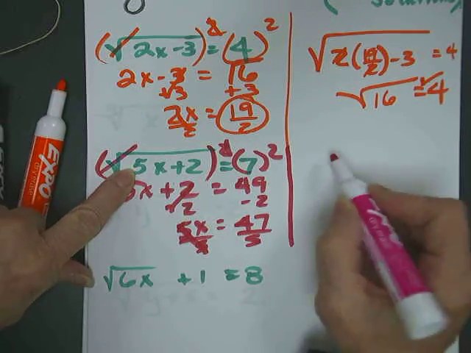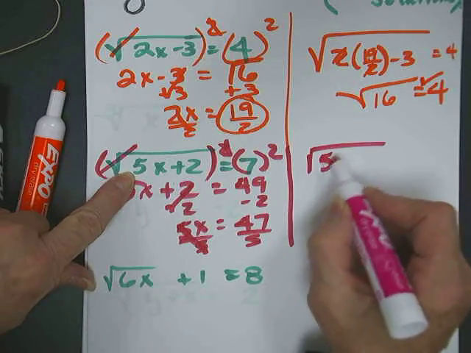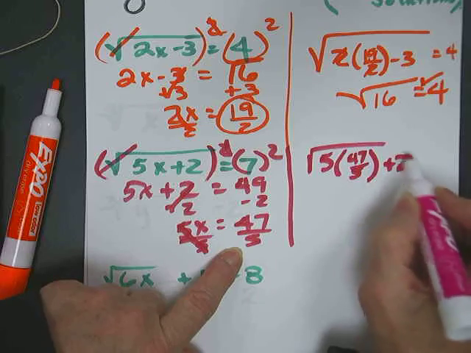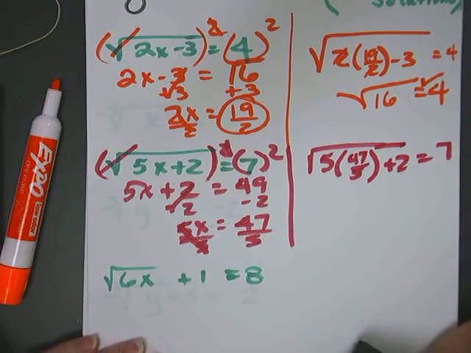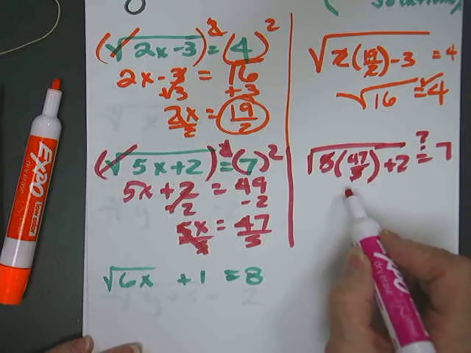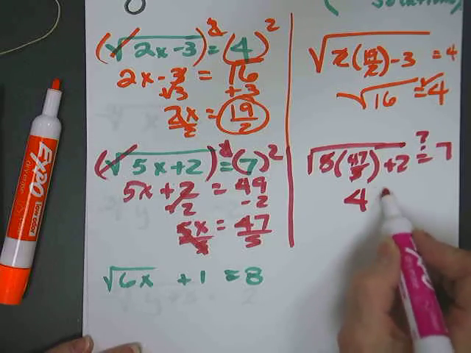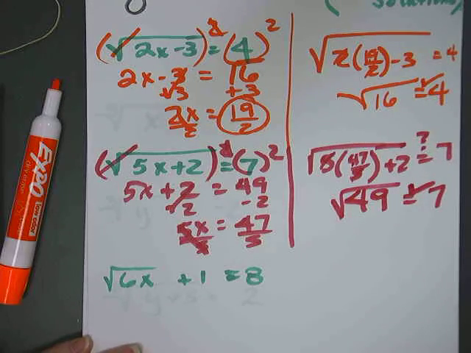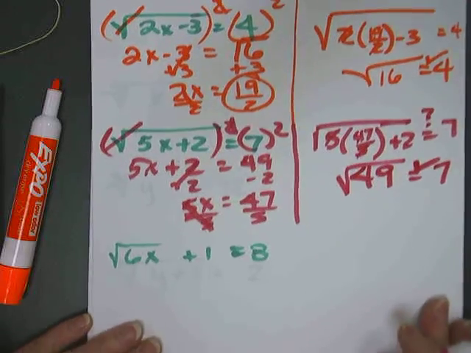Okay. Plug it in. Do our check. 5 times 47 fifths plus 2. Is that equal to 7? So that 5 cancels, so you get 47 plus 2 is 49. That does check out.